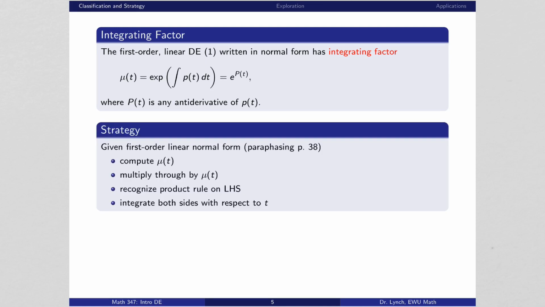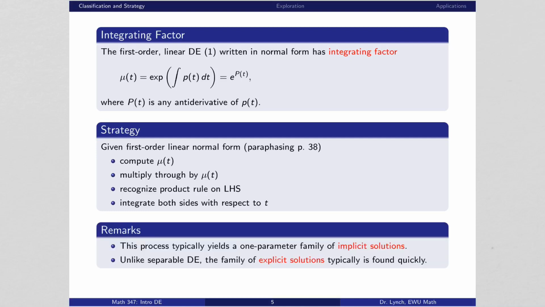Okay, so the strategy for solving first-order linear differential equations, given that first-order linear form, which again is x prime plus p of t x equals q of t, the first thing to do is to compute this integrating factor and multiply through by the integrating factor. And it turns out, if you did your homework correctly in starting with the first-order linear normal form and found the integrating factor correctly, you always end up with a product rule on the left-hand side, just like the example we saw at the beginning of this video. So once you recognize the product rule, it's quick to integrate both sides with respect to t.